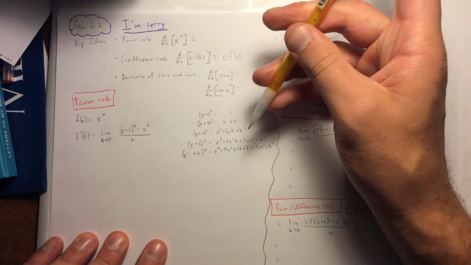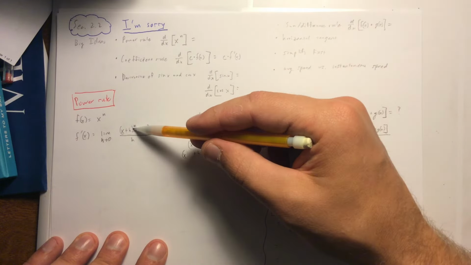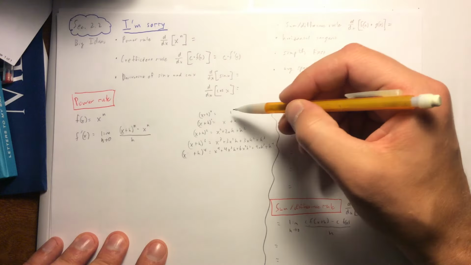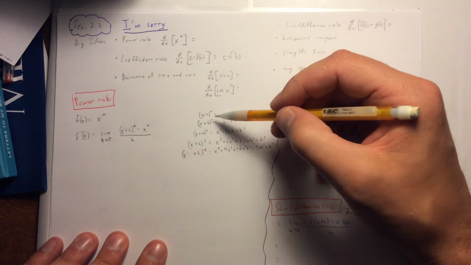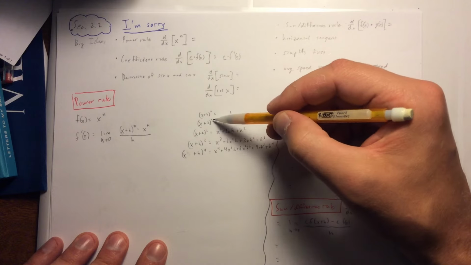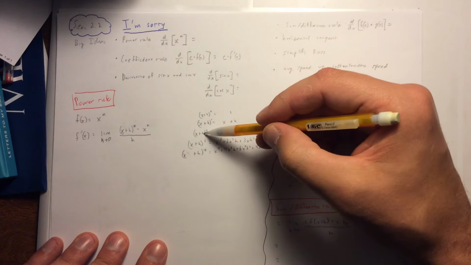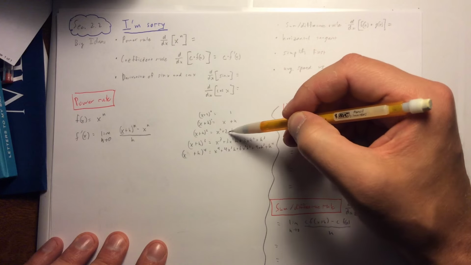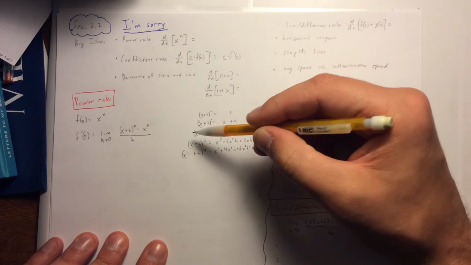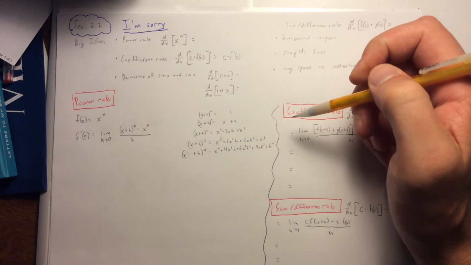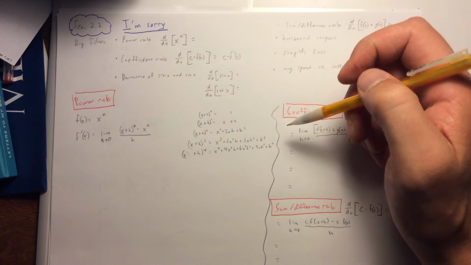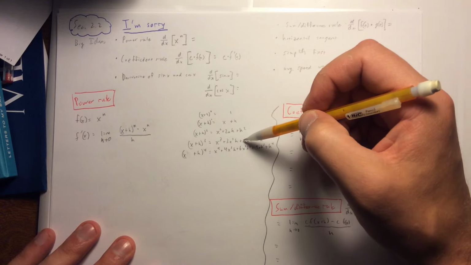Well, if I'm doing this here, x to the n, if n is 0, that's just going to be 1. Easy. If it's the first, x plus h to the first, just x plus h. X plus h to the second is just x squared plus 2xh plus h squared. X plus h to the third, you get this.